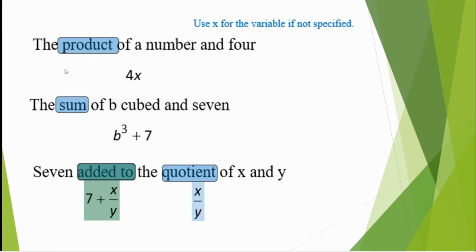So for example, the product of a number and 4, so that is 4x. The sum of b cubed and 7, so b cubed plus 7. 7 added to the quotient of x and y. So this is 7 plus the quotient of x and y, because the quotient of x and y is x over y. So in here it is 7 plus x over y.